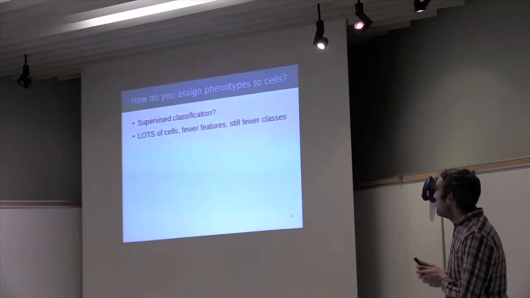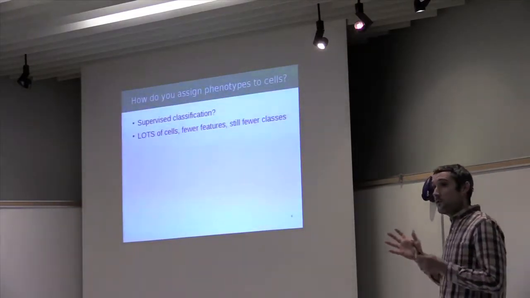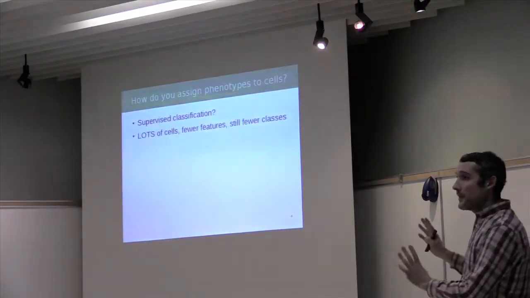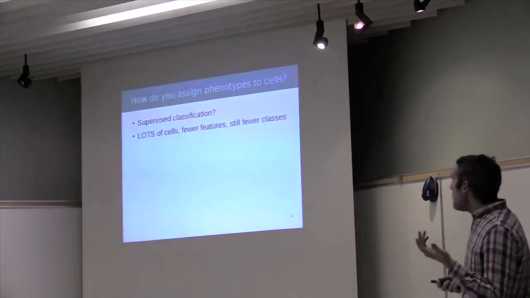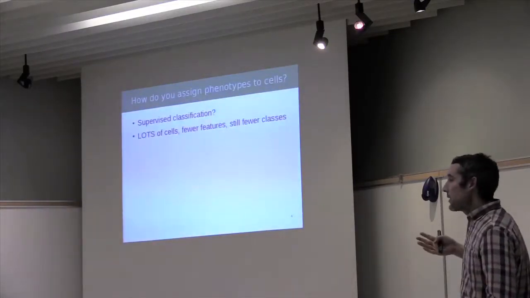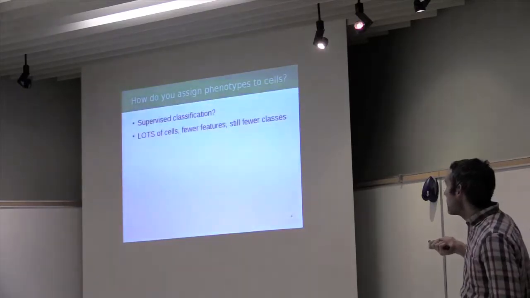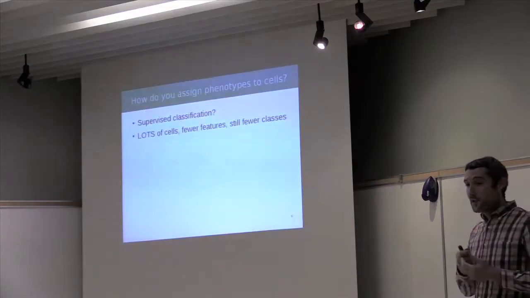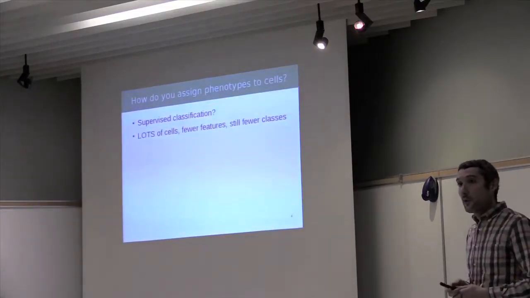One way is to treat it as a supervised classification problem. So for each phenotype, you gather a set of examples of cells bearing the phenotype, and then cells not bearing the phenotype, you treat it as a binary label, you build a classifier, and then you evaluate all the cells in your collection under this model. But the problem is that you have many, many cells. On one replicate, you have on the order of several million cells, at least for our experiments in yeast. In human, you might have more.